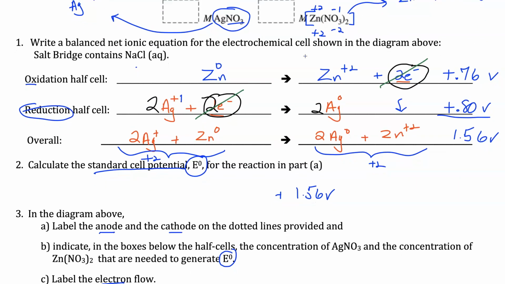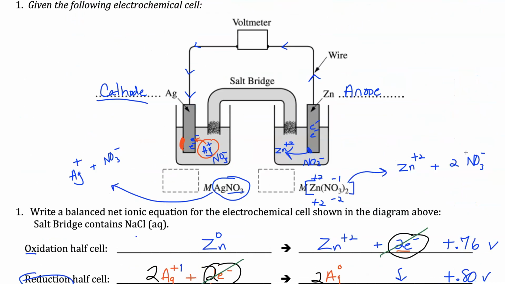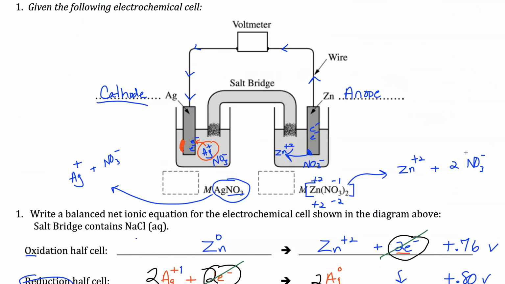Oh, we didn't do that. Or did we? No, we didn't. Indicate in the boxes the concentrations of the salts that are dissolved to give us this exact potential. The net potentials that we get from the standard reduction potential table are based on a little zero here. The zero means standard conditions.